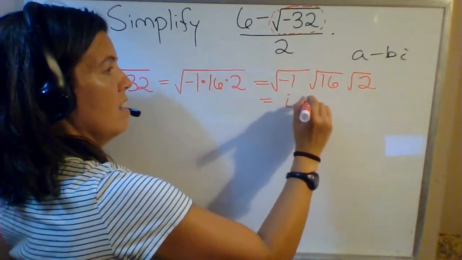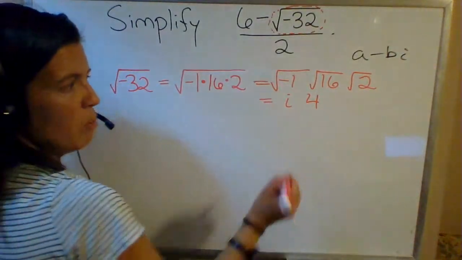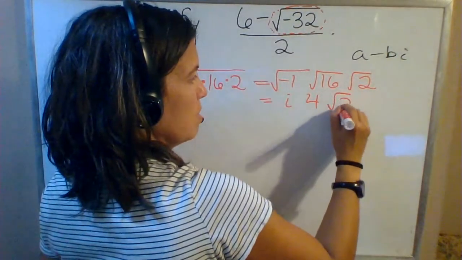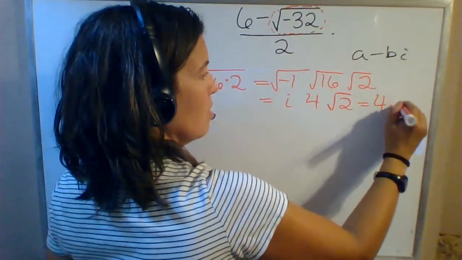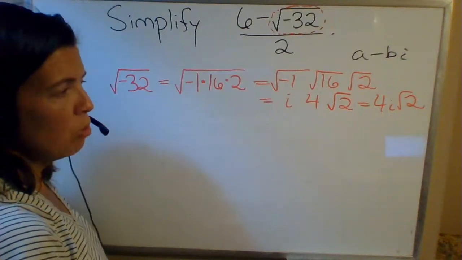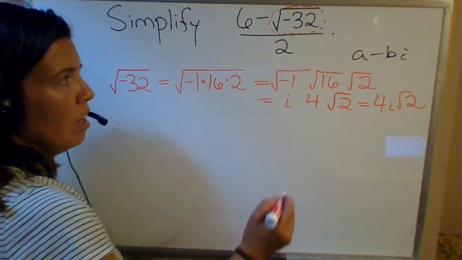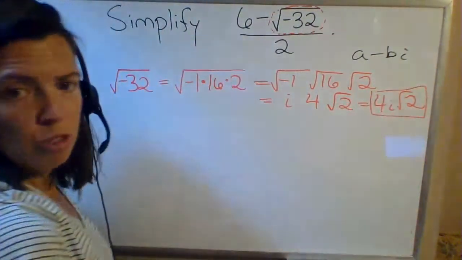So this is i, the square root of 16 is 4, and the square root of 2 is an irrational number. So I'm just going to leave it under the radical. And so the prettier way to write this, the convention, is to write it in that order. But it's multiplication, so order doesn't matter. So the square root expression simplifies to 4i square root of 2.